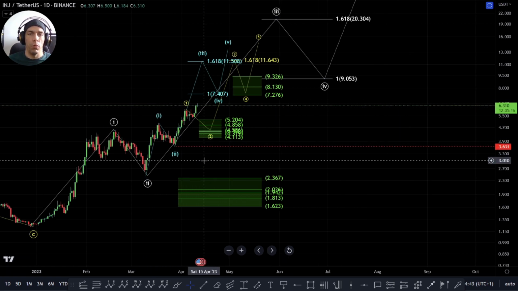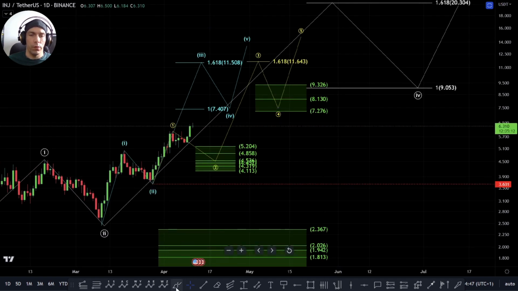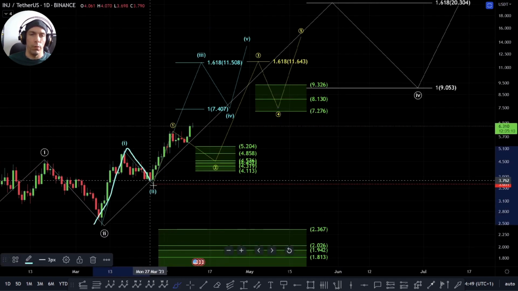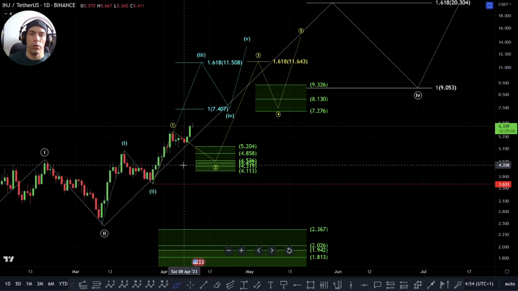So I'm going to come down into smaller time frames here. Actually, before I do that, the key zones here to pay attention to: this is a 1, 2. This 1.150 would be a typical third wave move.